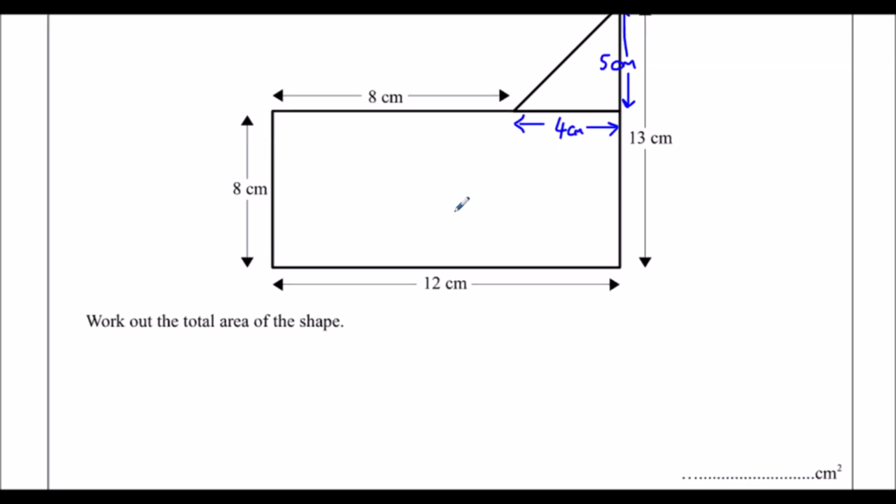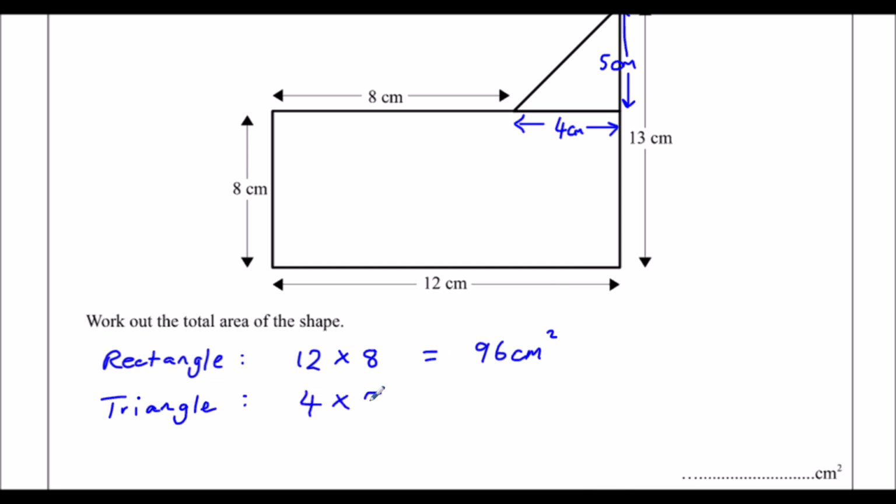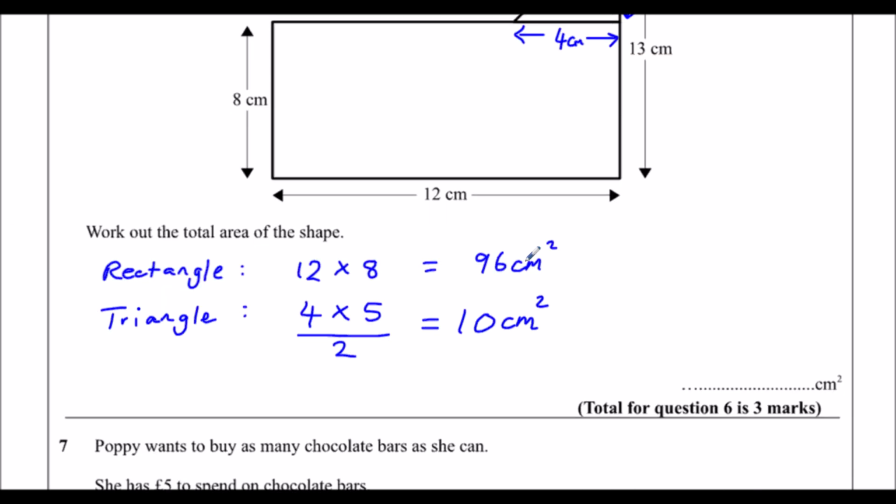So the area of a rectangle is the base times the height, or length times width. So 12 times 8. And we can do that in the calculator. And that gives us 96 centimeters squared. And for the triangle, the area of a triangle is half of the base times the height, or the base times the height divided by 2. So 4 times 5 over 2. So 4 times 5 is 20. Half of that is 10. And again, you can do that in the calculator. You don't have to do that in your head. So the rectangle is 96 centimeters squared. The triangle is 10 centimeters squared. So the whole shape is 96 plus 10, which is 106 centimeters squared.